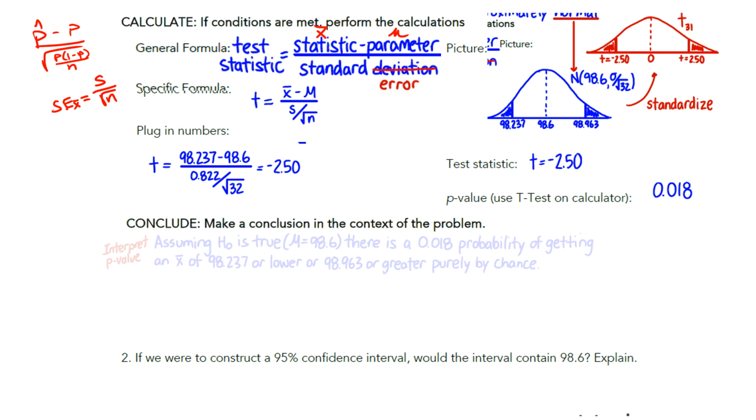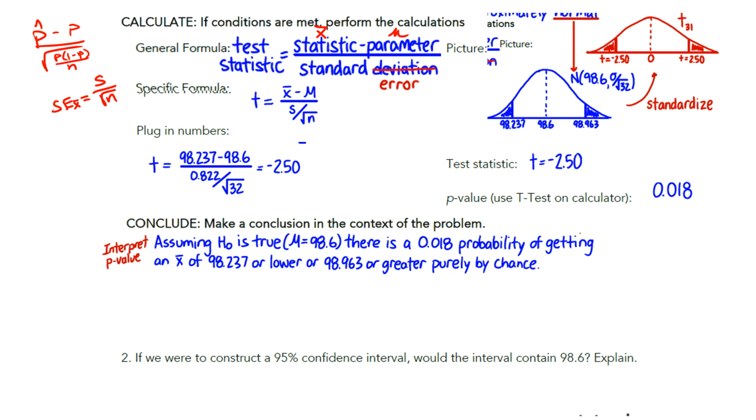is assuming the null is true, is always the start. There's a 0.018 probability of getting an X bar. They use this, 98.237 or 98.963. So the idea is from 98.6 down to 98.237 is some 0.3 something, so they just added it to get to the other extreme. You can say something like, the probability of getting an X bar as far away from 98.6 as 98.237 or more purely by chance. Something to that effect. You're showing that you understand this is a two-sided test.